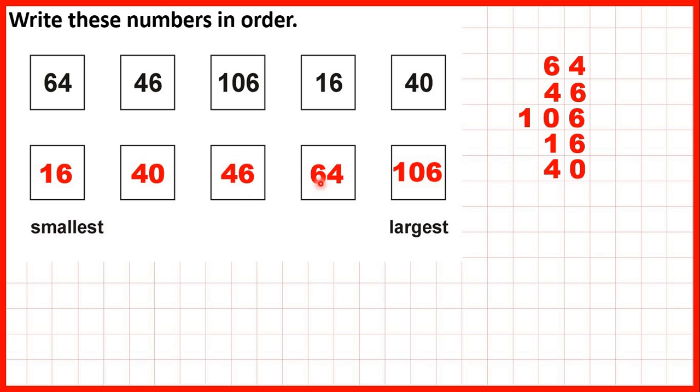And then we have 64. That's larger than 46 because here we have 6 tens, but here we only have 4. And if a number has more tens, it doesn't matter what the ones digit is, the number will be larger.